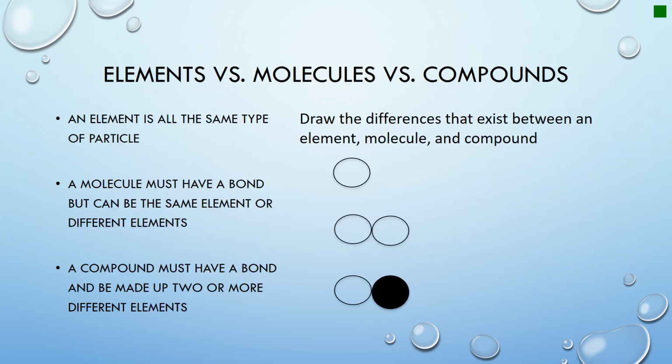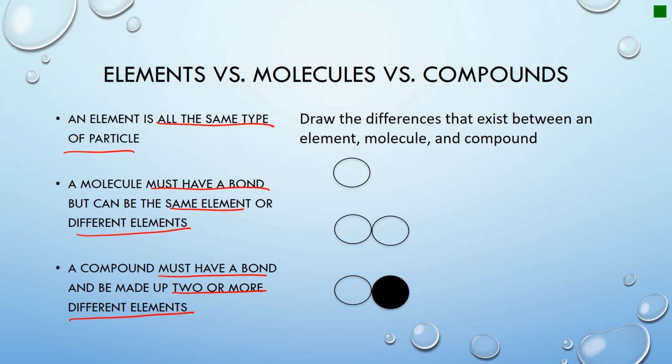All right. And then now we've got elements, molecules, and compounds. We're throwing in a new term of elements. And for elements, the key is that it's all the same type of particle. A molecule must have a bond, but they can be the same element or different elements. And a compound must have a bond and be made up of 2 or more different elements. Okay, so let's look at these 3 structures and try to define them.